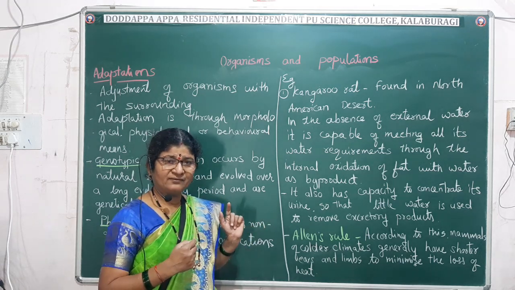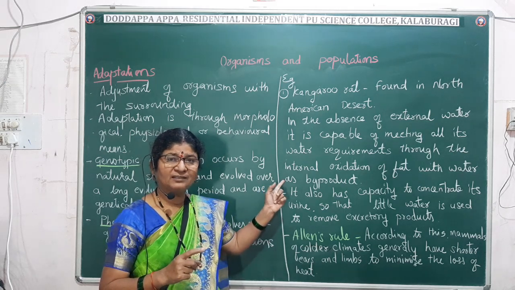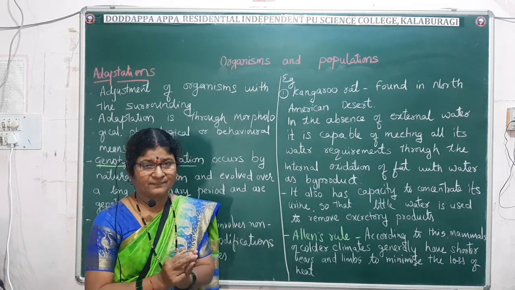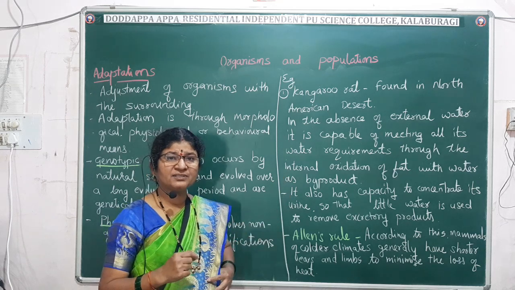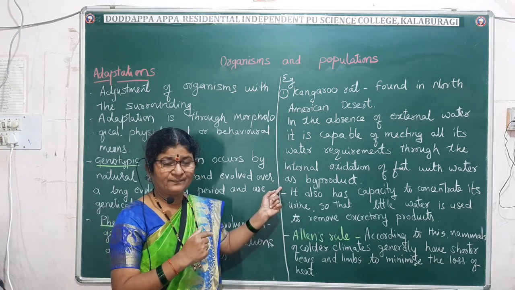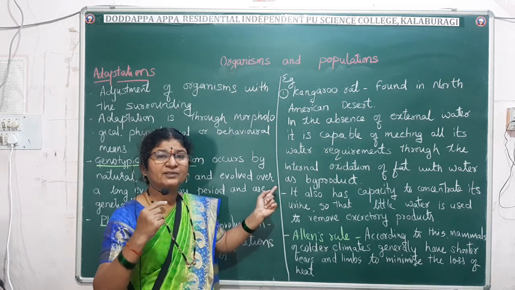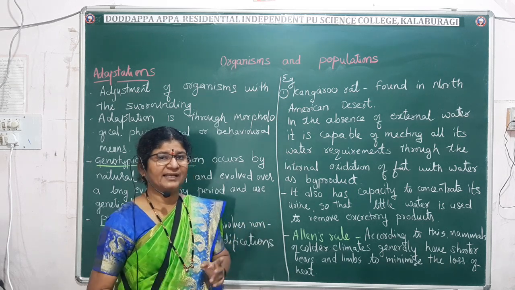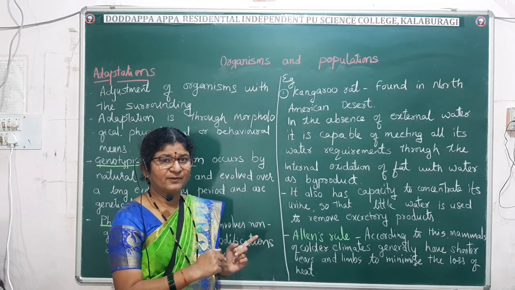Apart from that, it has one more important adaptation: it has the capacity of concentrating its urine. It is a ureotelic organism. The nitrogenous waste formed in its body is eliminated in the form of urea. So it concentrates the urea and then eliminates it from its body. Why is this adaptation there in its body?